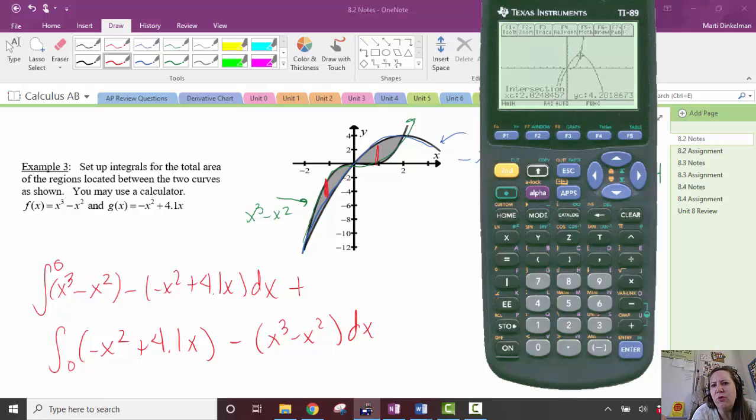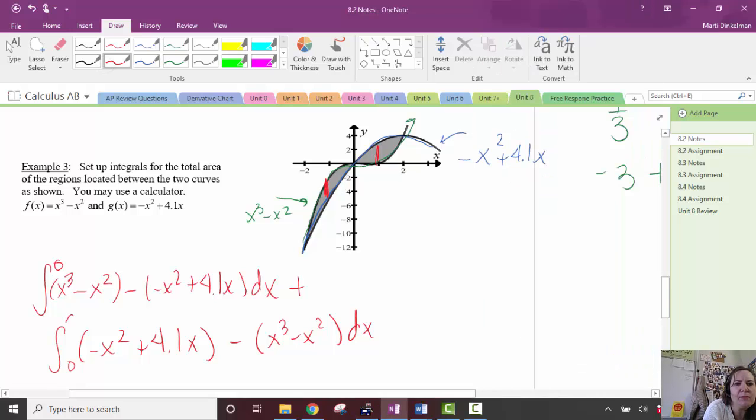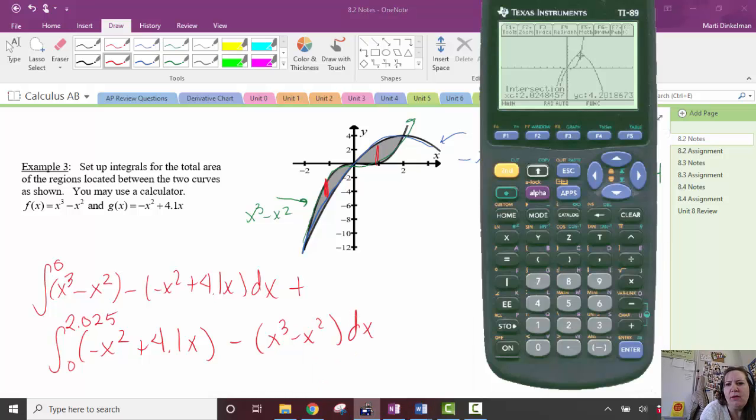And that looks like 2.025. Okay. And then, let's see, I'm going to go ahead and change my window here. I just need to have a little bit more on that y-axis. So let's go negative 20 there and see if that's enough. Oops, I didn't want the table. If that's enough to see that intersection there.